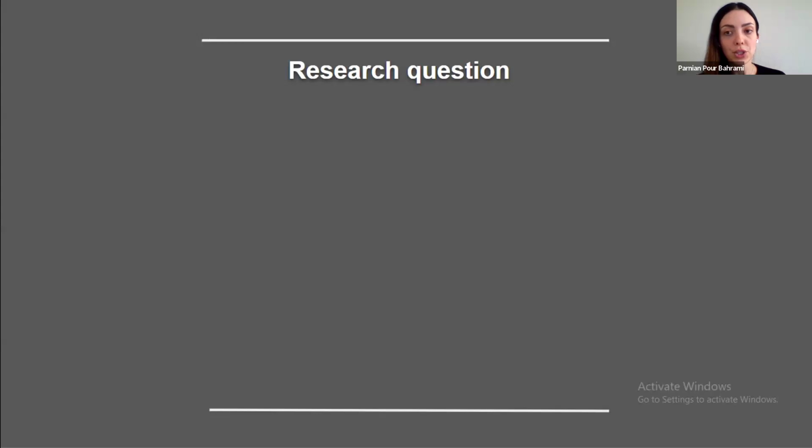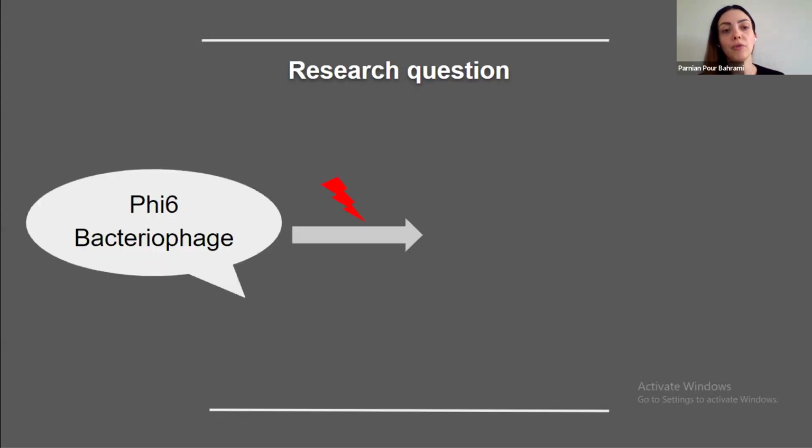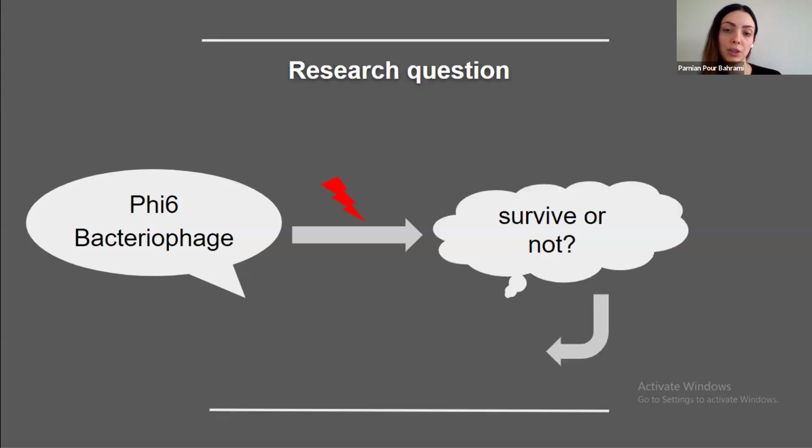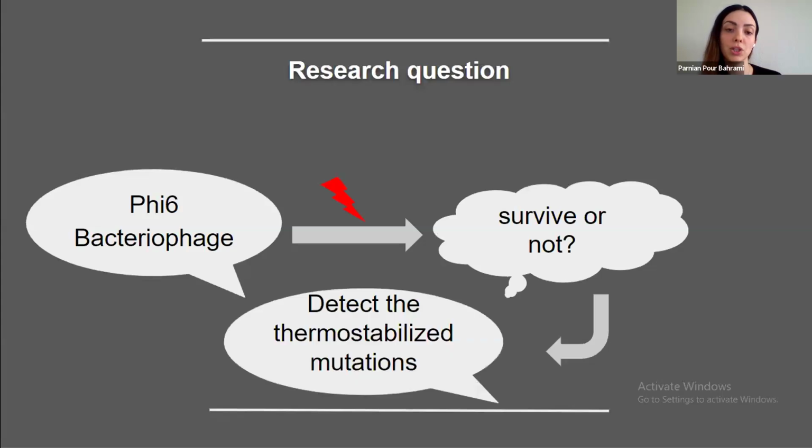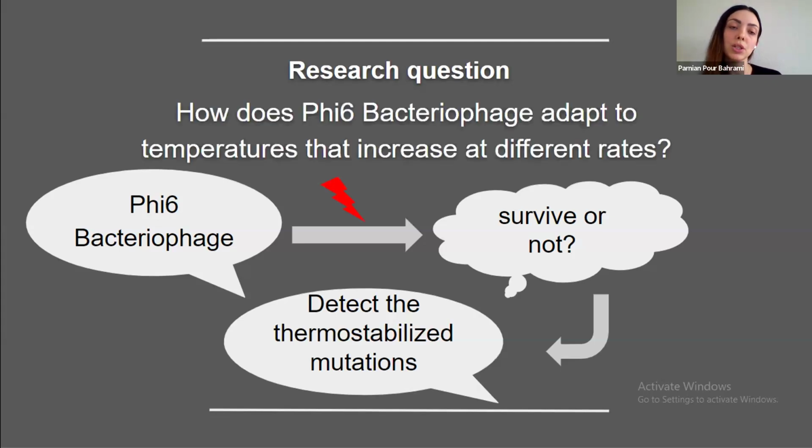Our research question is whether 5-6 bacteriophage can tolerate the heat shock treatment, and whether they survive or not. In case they survive, we want to detect the mutations that contribute to their survival, which we call thermostabilizing mutations. So the research question is, how does 5-6 bacteriophage adapt to temperatures that increase at different rates?